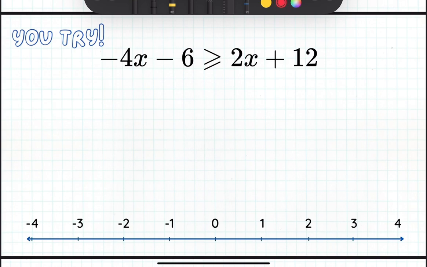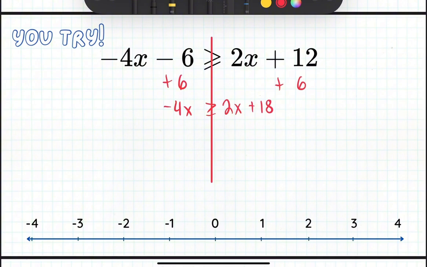So here I have negative 4x minus 6 is greater than or equal to 2x plus 12. So what I'm going to do first is separate my equation, and I'm going to add 6 on both sides, and I get negative 4x is greater than or equal to 2x plus 18. And the next thing I'm going to do is combine those two x's. So I'm going to do minus 2x because 2x is positive. I'm going to subtract it on both sides. And I get negative 6x is greater than or equal to 18.